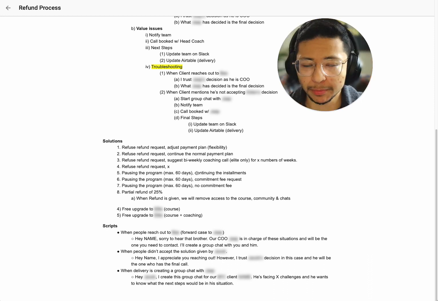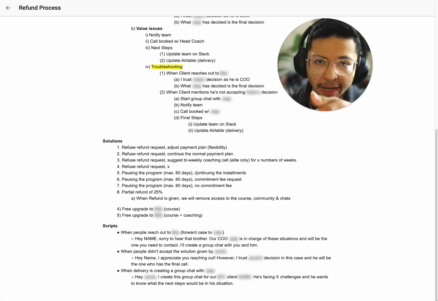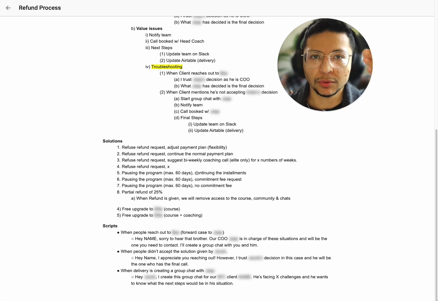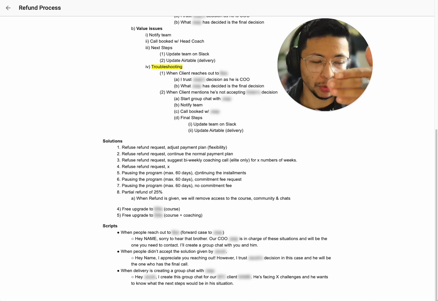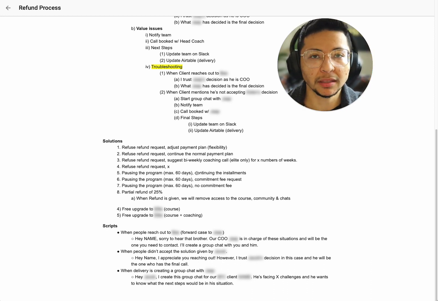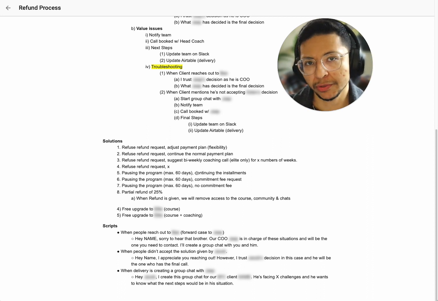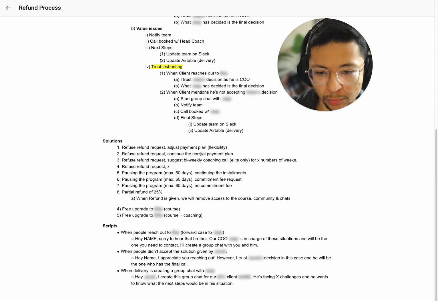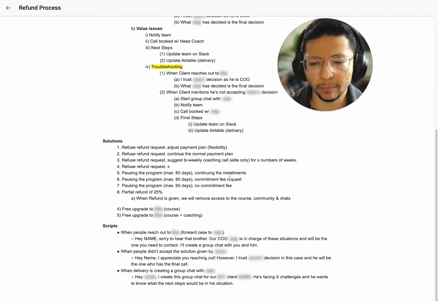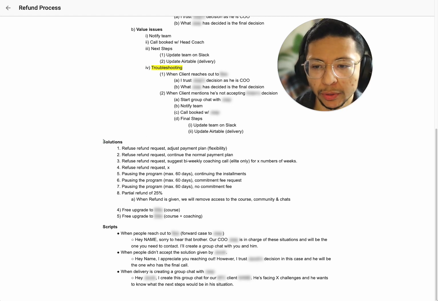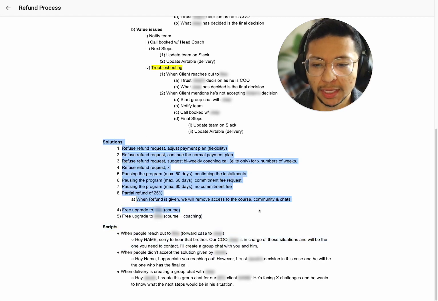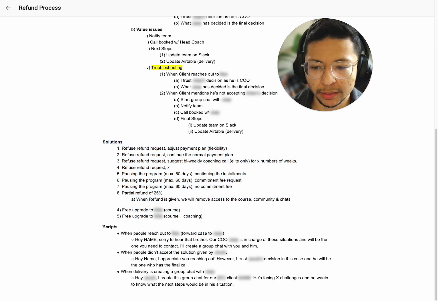So when the customer ends up responding there, perception-wise, the client is speaking to someone else, and the response that they end up getting is in fact just going to reinforce, no, this is the final decision, there's no refund, or here is our refund process, here's what you need to do in the event you do provide a money-back guarantee or some sort of partial refund. So there are going to be a variety of solutions here that can work, as well as some scripts.